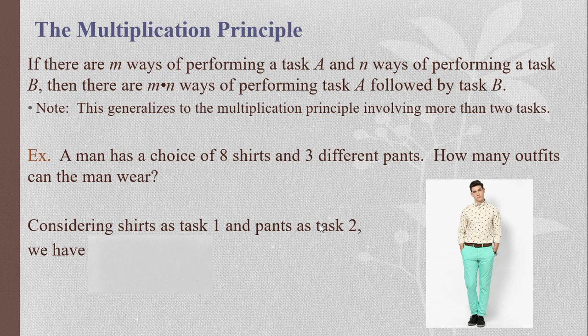So for example, a man has a choice of 8 shirts and 3 different pants. How many outfits can the man wear? Considering shirts as task 1 and pants as task 2, we have, well, simply 8 shirts times 3 pants equals 24 different possible outfits that the guy can wear.